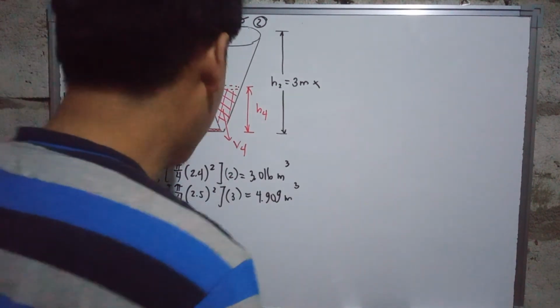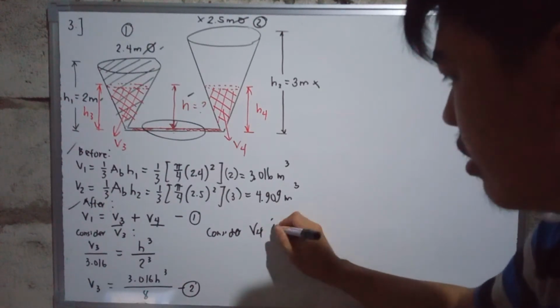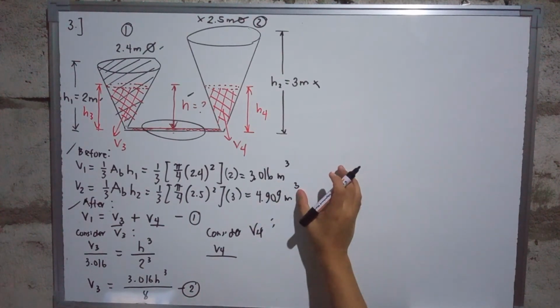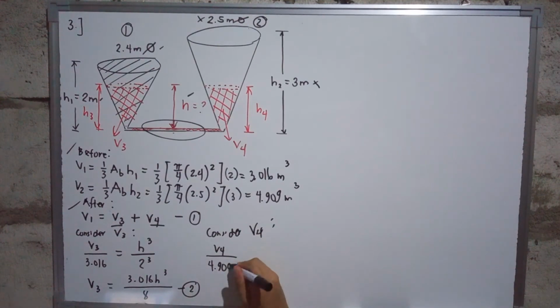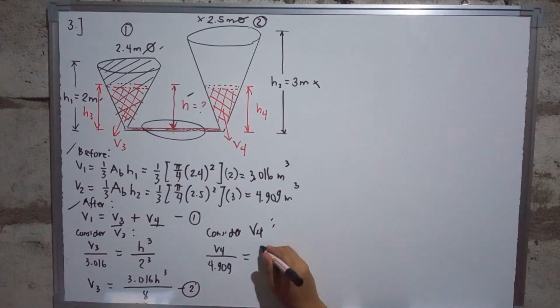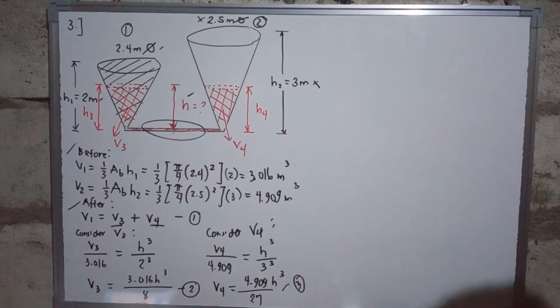So, now let's consider naman V4. By similar solids also, V4 is equals to the empty cone na V2, which is 4.909 over yung h sub 4 natin, equal din siya sa h. So, mangyayari is h cubed over the altitude of cone 2, which is 3. So, the value of our V4 in terms of h is 4.909 all over 27 h cubed. Let this be our equation 3.